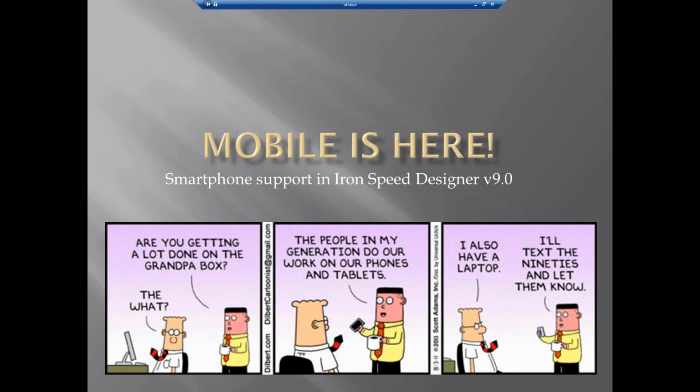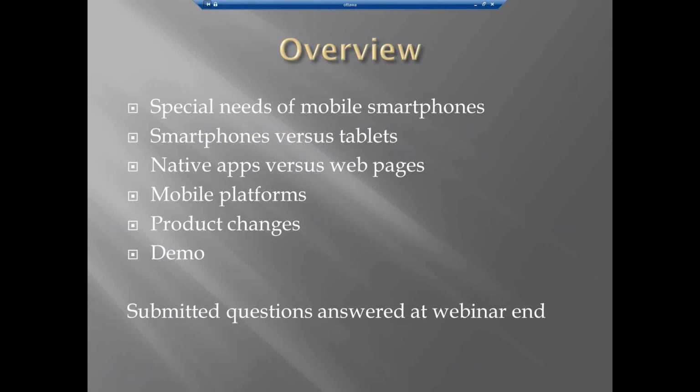So what I'm going to cover here, I'm going to go through a few slides to give you some background and answer some of the questions you might have about mobile, and then I'm going to do a demo. Basically, I'll talk about what's special about smartphones that we're addressing in 9.0, and why we're targeting web pages on smartphones rather than native apps and tablets. I'll talk about the mobile platforms that we're emphasizing with 9.0, and I'll give you an overview of the product changes for 9.0. Then I'll give a demonstration where I create a mobile application with Iron Speed 9.0. And please, if you have any questions, I'll be happy to answer them, but they'll be toward the end of the webinar. But submit them along the way so we can get them ready.